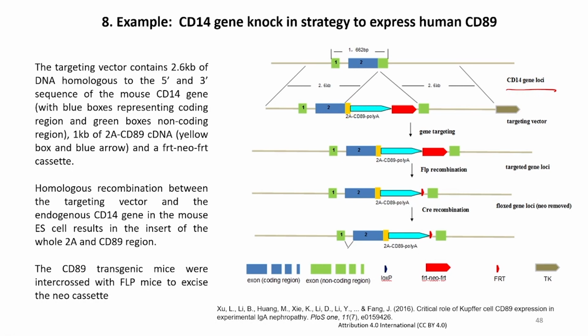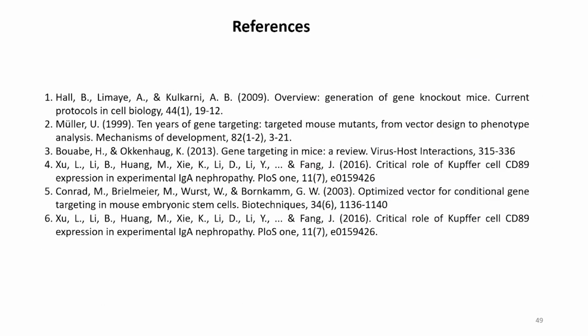F13 cassette. Homologous recombination between the targeting vector and the endogenous CD14 gene in the mouse embryonic stem cells results in the insertion of the whole 2A and CD89 region. And then you have these various recombination steps due to FLP recombination taking place. The CD89 transgenic mice were intercrossed with FLP mice to excise the neo cassette.